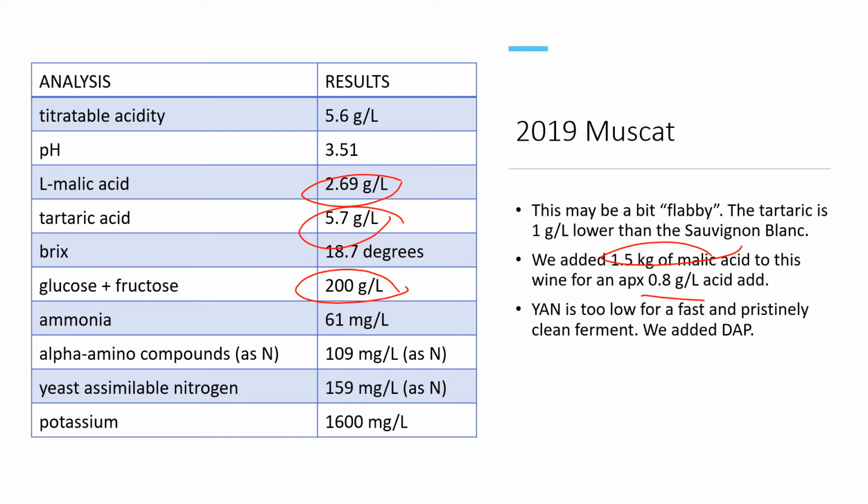And the YAN is better than the Sauv Blanc by quite a bit, but it's still too low for a fast and pristinely clean ferment, because if you remember, this wine goes to bottle in October, so we have approximately 1 month to get this fully processed, wrapped, filtered, CMC added for cold stability, and then sterile filtered on the bottling line. That's really fast, so we need our ferment to be fast as well. We're not looking to have a long, slow ferment like we would on maybe a Chardonnay in barrel. This one has to rip and it has to be clean. So DAP is necessary.